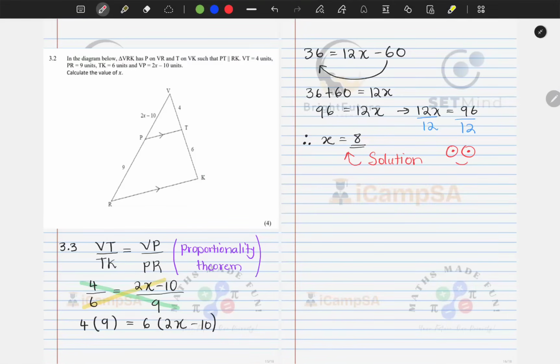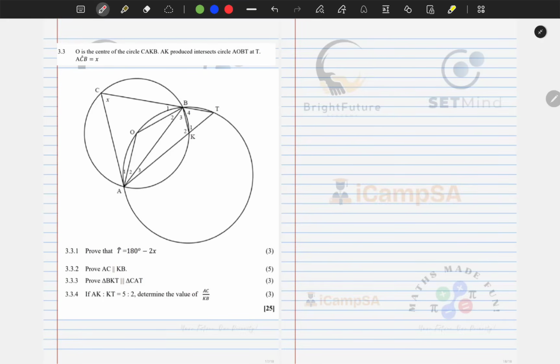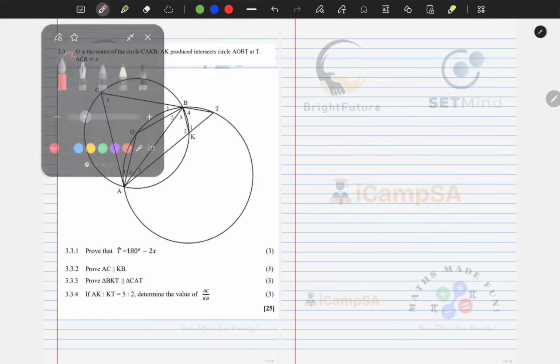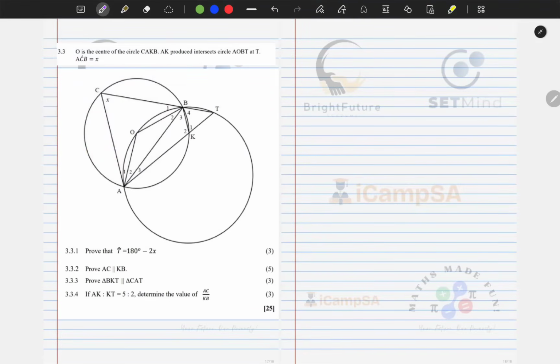So let's go ahead and have a look at the next problem, which is 3.3. We are told that O is the center of the circle CAKB, and AK produced intersects circle AOBT at T, and we are given one of the angles to be x. Then we are required to prove that angle T will be 180 degrees minus 2x.